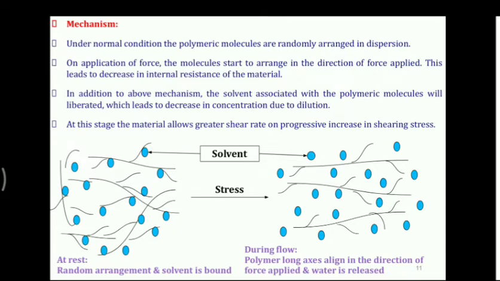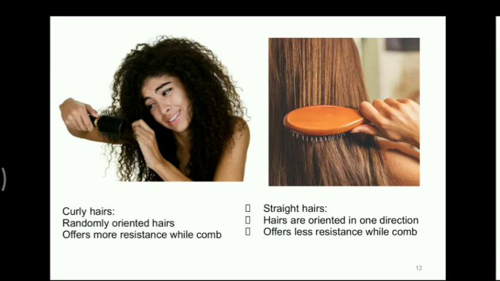Okay, so now when the long axis of the polymer aligns in the direction of the force applied, such a structure offers less resistance. Again, to understand this concept, go back to the example we took for understanding randomness, the example of curly hairs. Now, to understand the concept of this straight long axis.